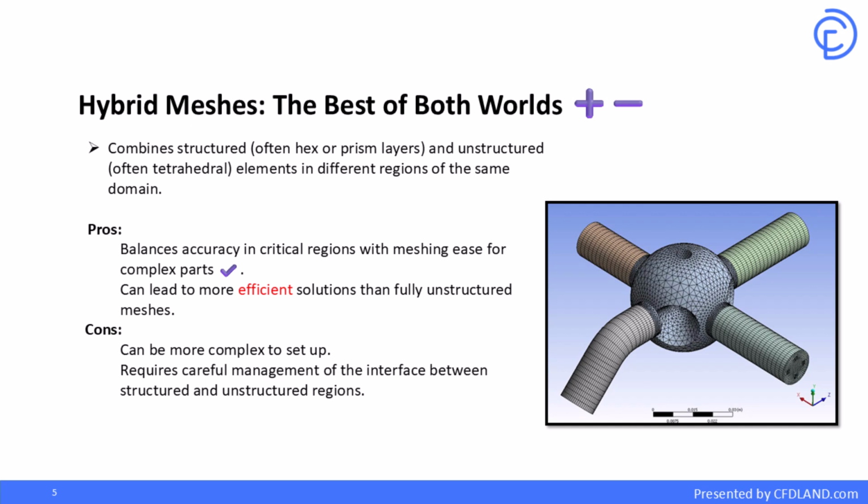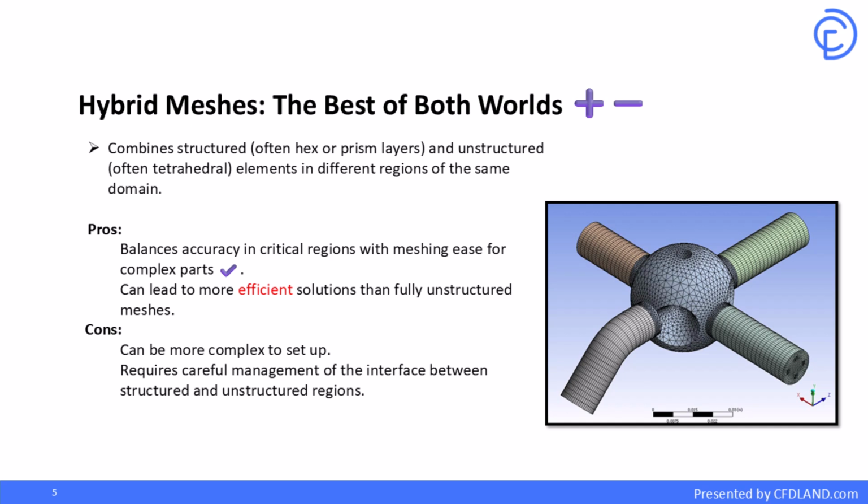So what exactly is a hybrid mesh? It's pretty clever. It combines structured elements, often those nice hexahedral or prism layers, and unstructured elements like tetrahedral in different regions within the same domain. So part of your mesh might look structured, another part might look unstructured. Now, why would we want to do this?